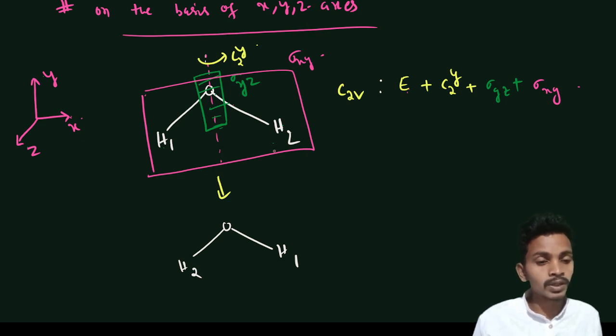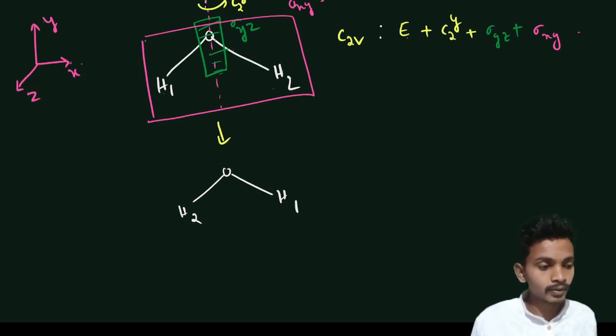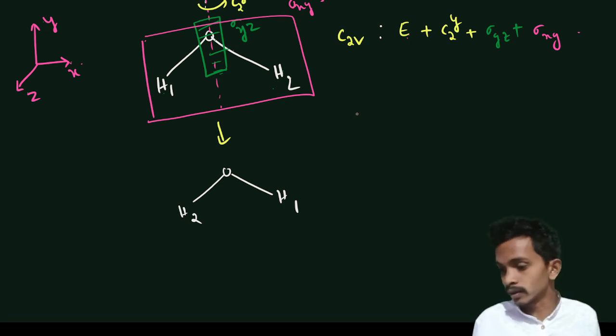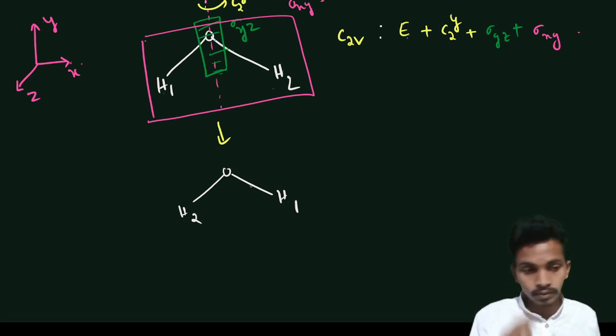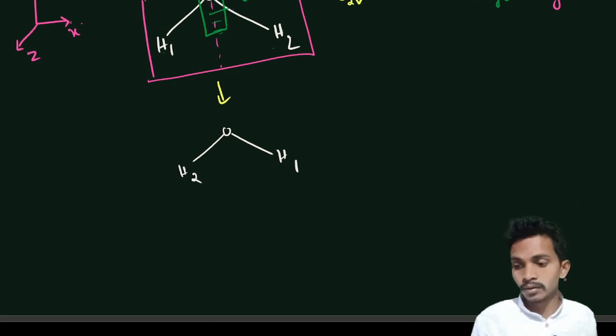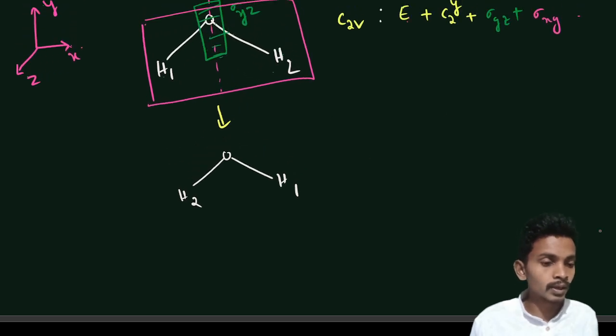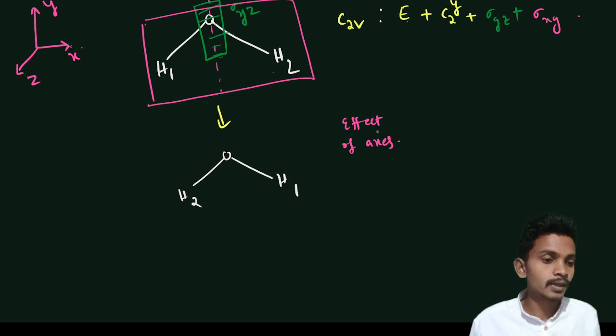So you are discussing on the basis of x's, right? So I can write that C2v, these are the symmetry elements of the point group C2v. Then if I write, okay, so we can do like that. We can say effect of axes. So if E is there, then where the effects will happen.